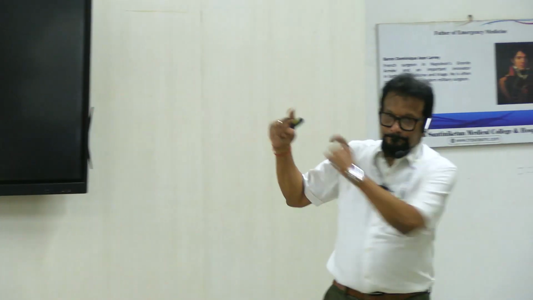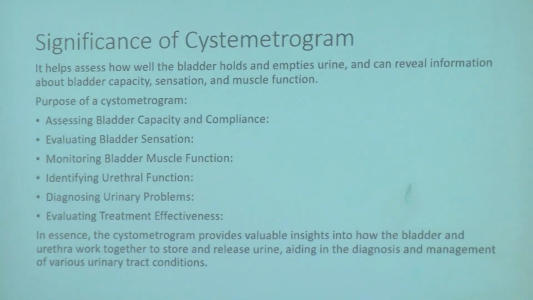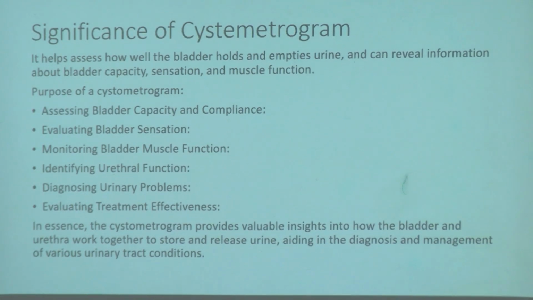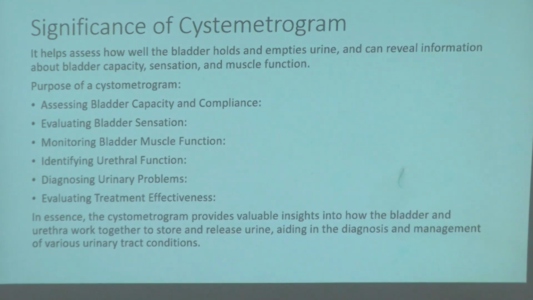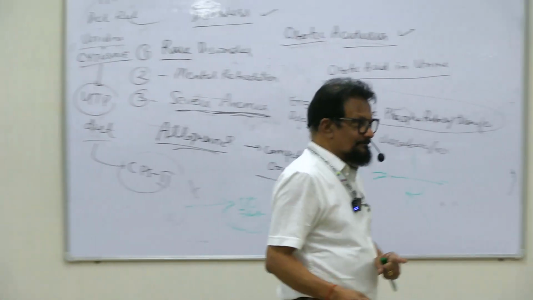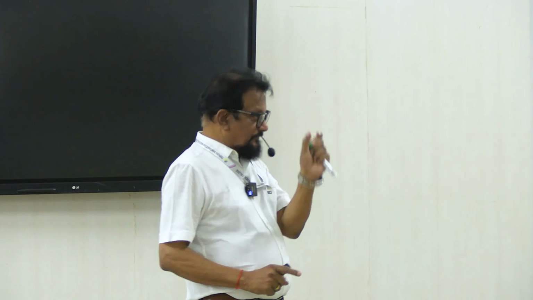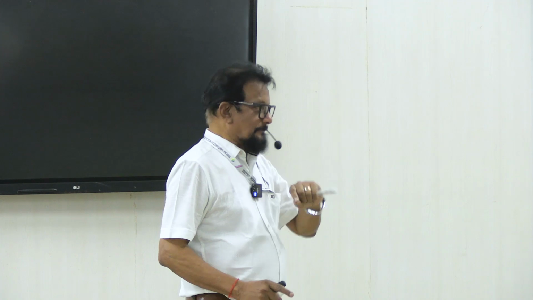Now what is the significance of cystometrogram? In some books it is not written like that. So cystometrogram, what is this? It is the relationship between the volume of urine in the bladder and the pressure in the bladder. This relationship is expressed here.